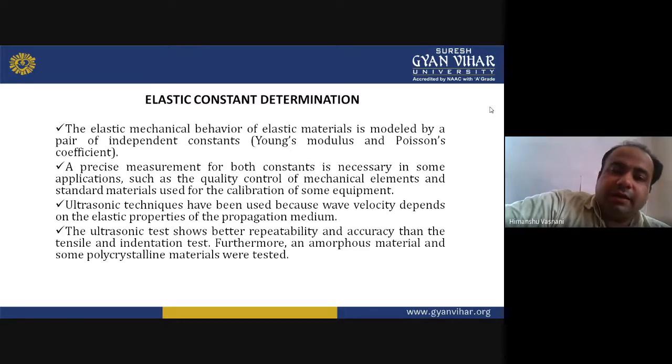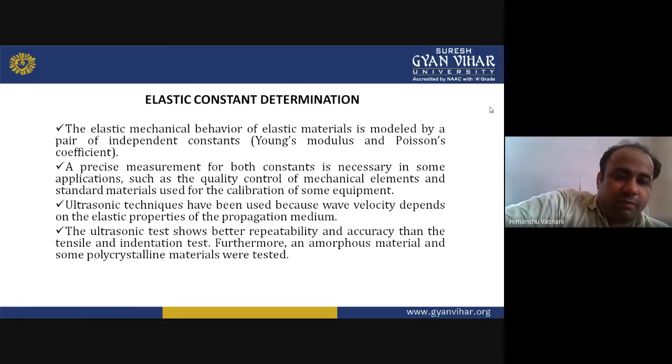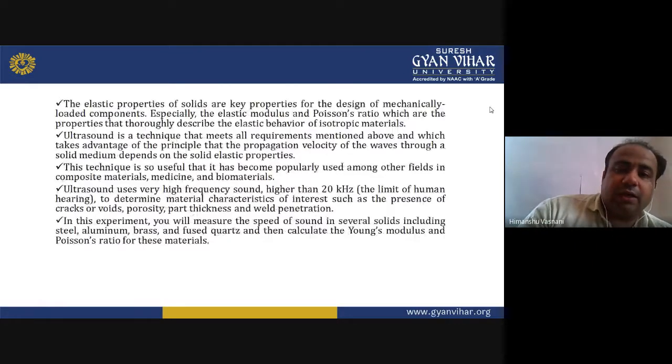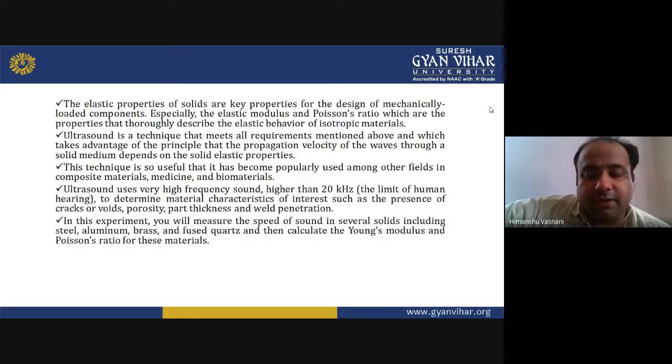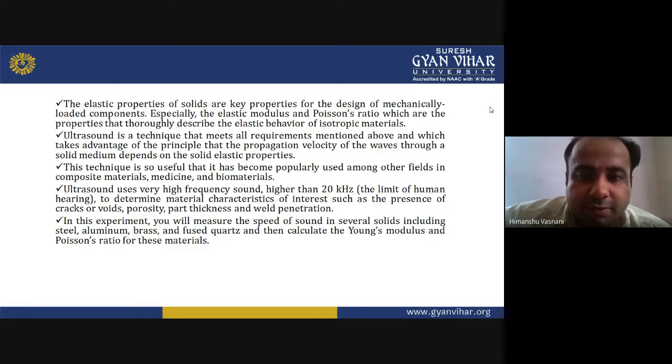Ultrasonic techniques have been used because the wave velocity depends on the elastic properties of the propagation medium. The ultrasonic test shows better repeatability and accuracy than the tensile and indentation tests. Furthermore, an amorphous material and some polycrystalline materials were tested for determining these constants. The elastic properties of solids are key for the design of mechanically loaded components, especially the elastic modulus and the Poisson's ratio, which thoroughly describe the elastic behavior of isotropic material.